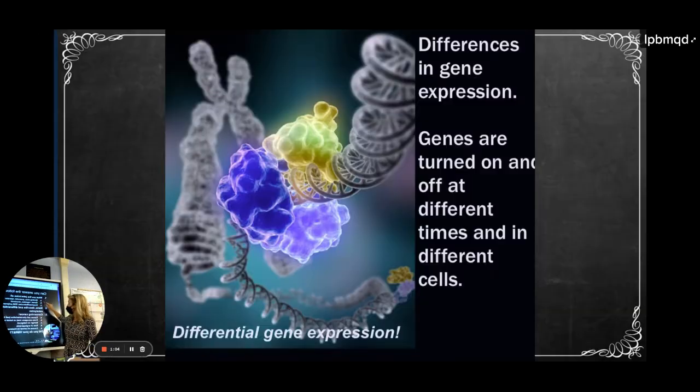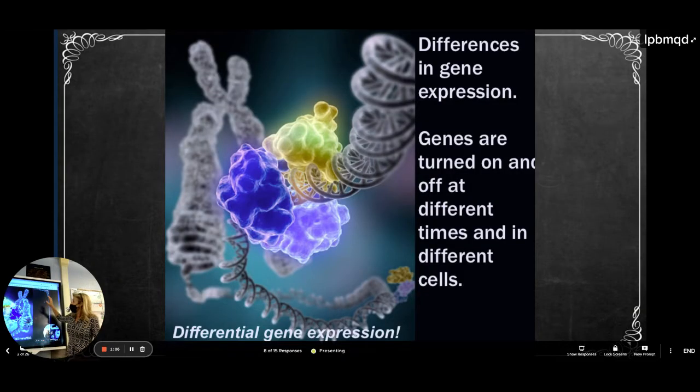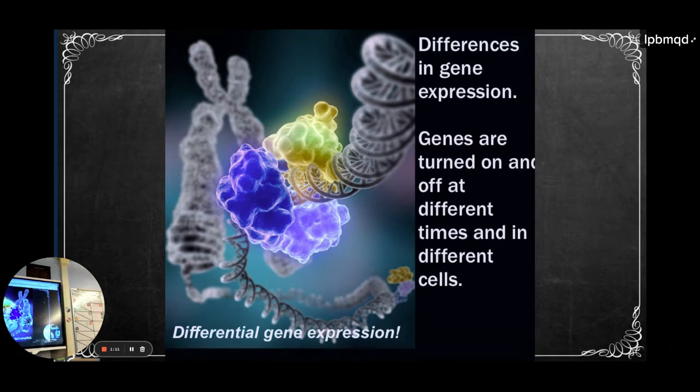I'm just going to start working my way through it. The first thing we need to get over is that every cell in our body has the exact same DNA in it, right? And we have what's called differential gene expression, where some genes are turned on and others are left off, or they're turned on for different times.